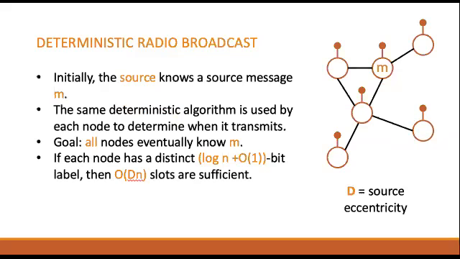If each node has a distinct log n bit identifier or label, then a round-robin schedule completes with an O of d n slots, where d is the source eccentricity. This is the maximum distance from the source to any node. In the network illustrated here, d is equal to 2.